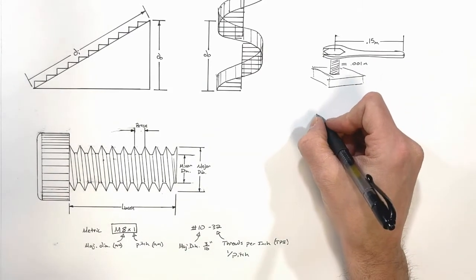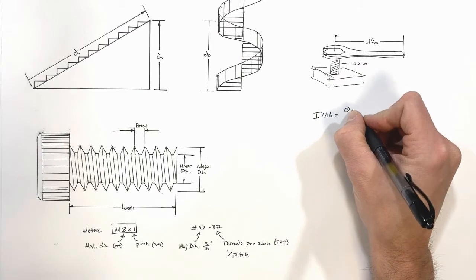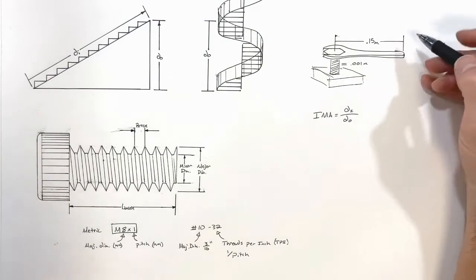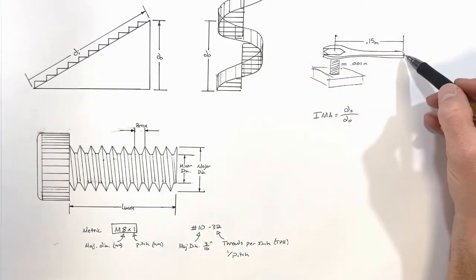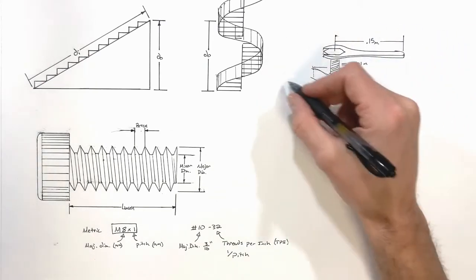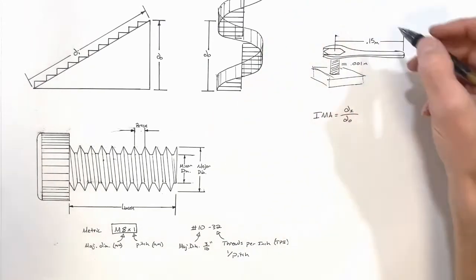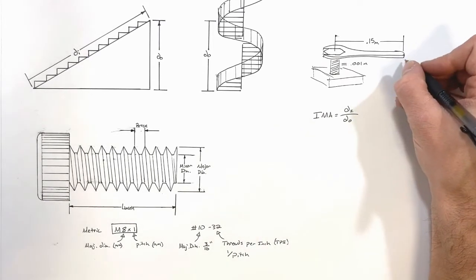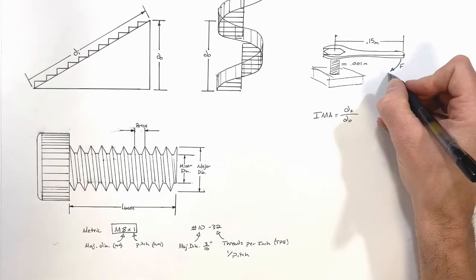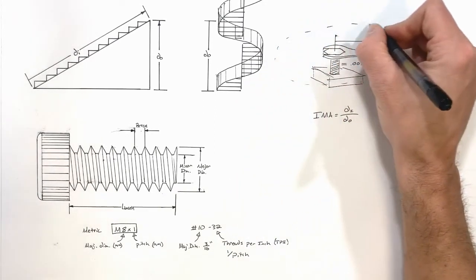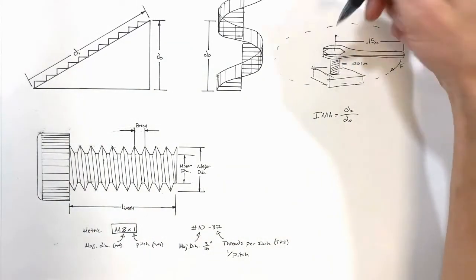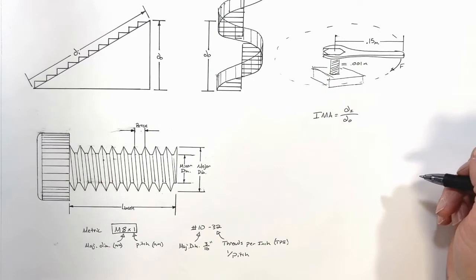Now you remember, IMA is D in over D out. And ultimately what's happening is we're turning this wrench. So we're gonna have to move this thing a long ways. This wrench is gonna move a long ways in a circle due to some force we're gonna apply to it. So we're gonna put some force tangent to this wrench. It's gonna cause it to move in a circle. As a result, this bolt is going to move downward into this base material.